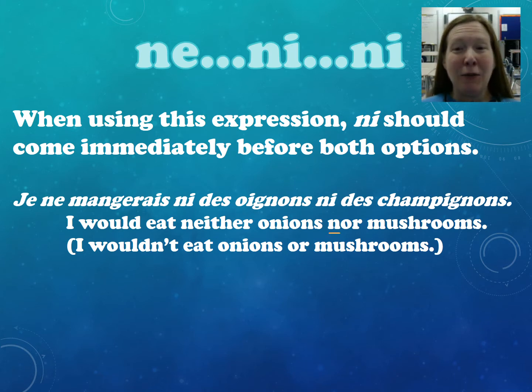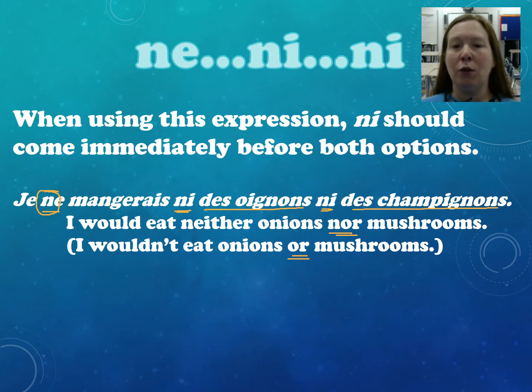If it's negative, you use nor, and if it's affirmative, you use or. That's supposed to be the way it is, but it's not the way we actually do things. It's really important that you know, though, that in French, if it is negative, you have to use ne, ni. You cannot use ou, which means or. If it's negative, if you have ne, you have to use ni. And notice, again, that it's going in front of both options. Ni des oignons, ni des champignons.